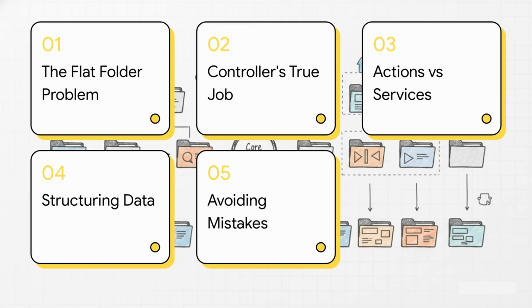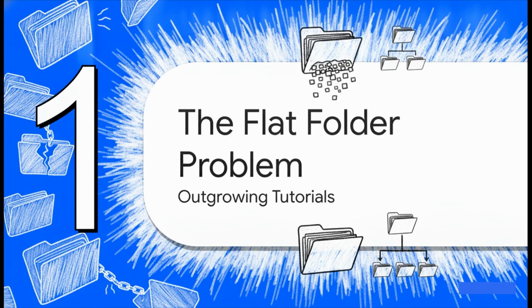Think of this as a quick house tour. We're going to restructure 5 core areas today. We'll tackle the flat folder problem, redefine the controller's true job, settle the debate of actions versus services, look at structuring data using DTOs and enums, and finally, we'll cover how to avoid some of the most common architecture mistakes. So, let's kick things off with our very first hurdle, the flat folder problem.